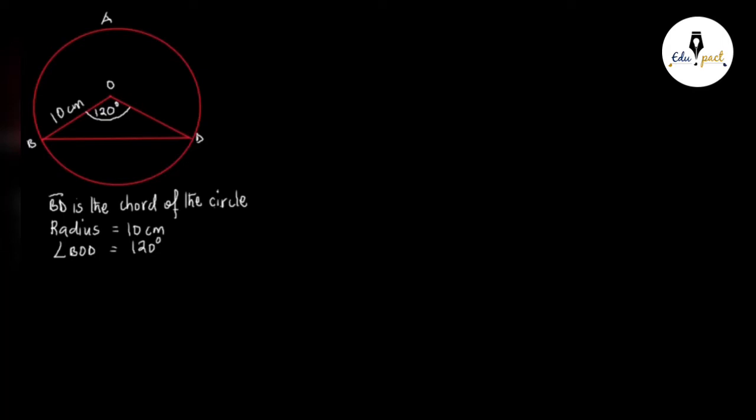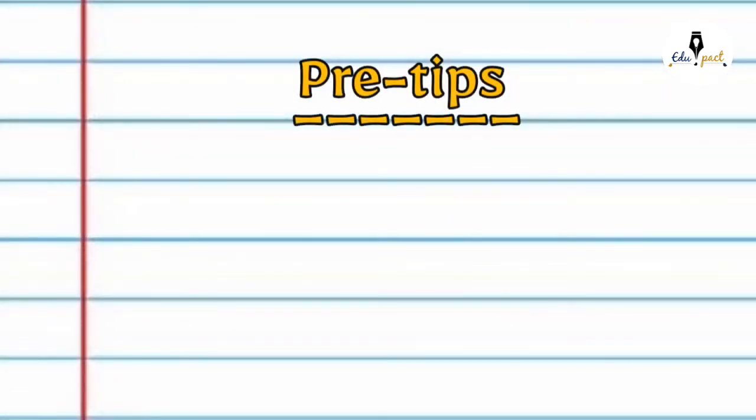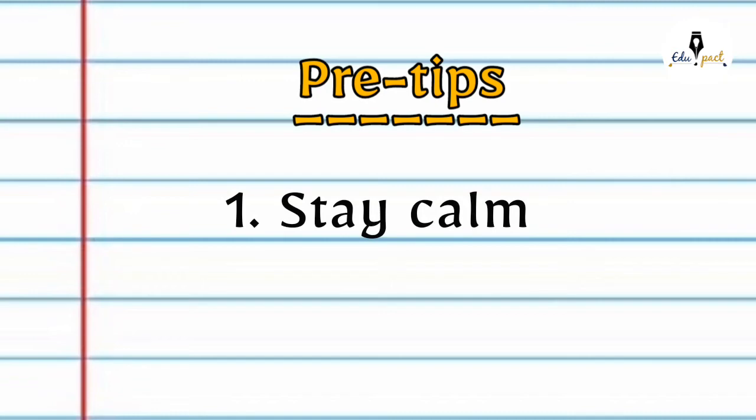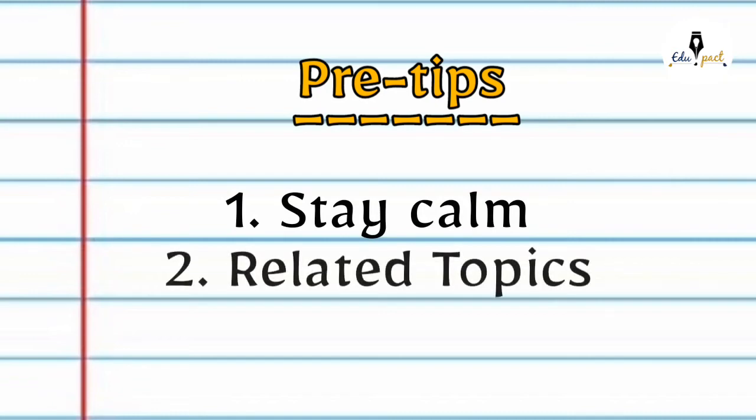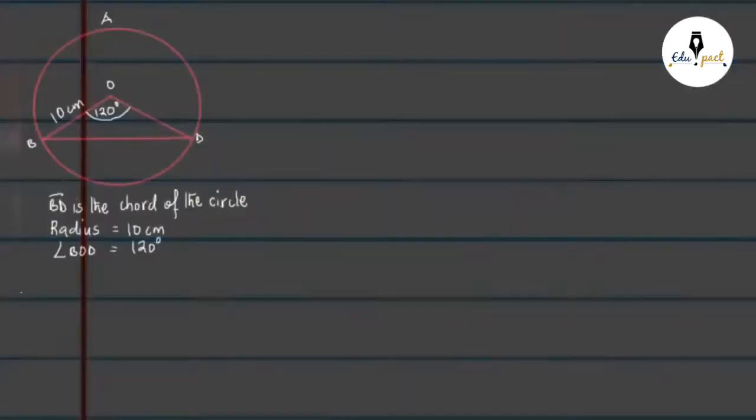Before we start looking at the question, let's look at some pre-tips to solving math questions in general. First, we have to stay calm. And second, given the question, we ask ourselves, what topics are related to it? Then we go on to dissect the question into various forms related to the topics before we even attempt to solve the question. Now let's see some recommended solutions.